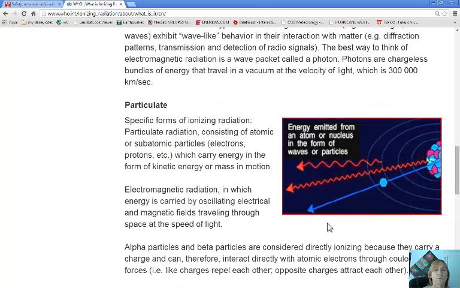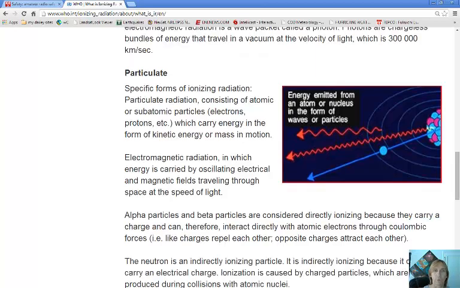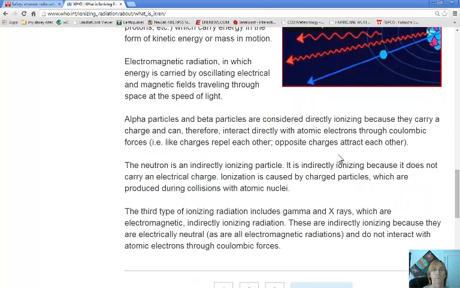Particulate, that's another form. Specific forms of ionizing radiation, particulate radiation, consist of atomic or subatomic particles, electrons, protons, etc., which carry energy in the form of kinetic energy or mass in motion. Energy emitted from an atom or nucleus in the form of waves or particles.